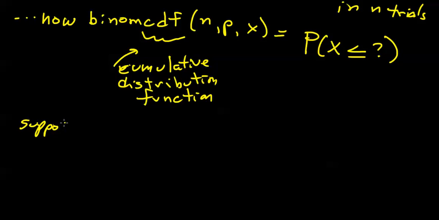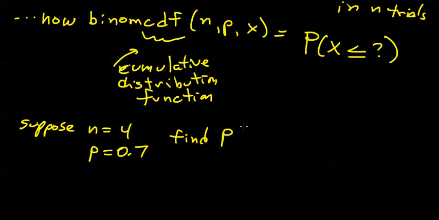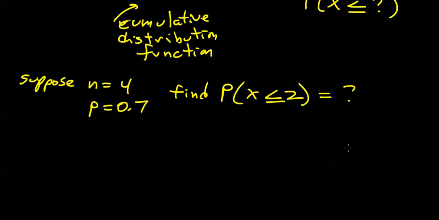Again, suppose any number, one number is as good as another. We'll use the ones we used above. If you're in a binomial experiment, binomial procedure, and you have 4 trials, the probability of success in any one trial is 0.7. Let's say I want you to find the probability that X is less than or equal to 2.